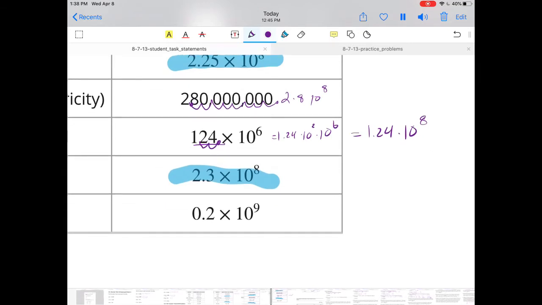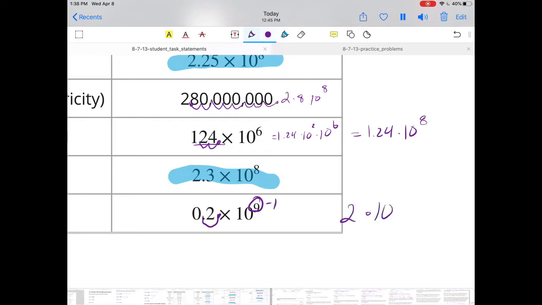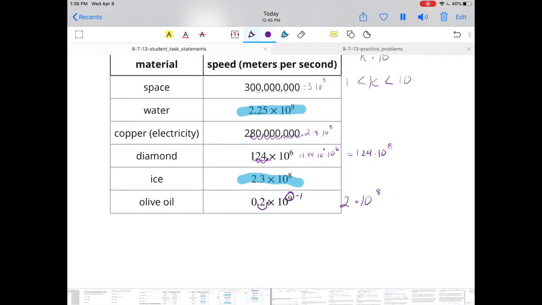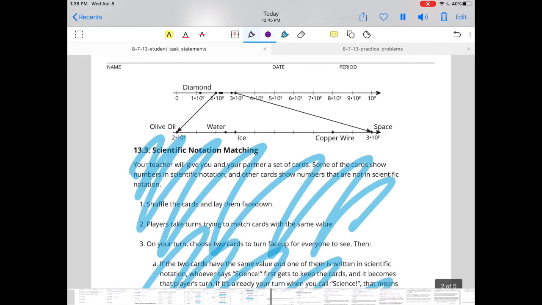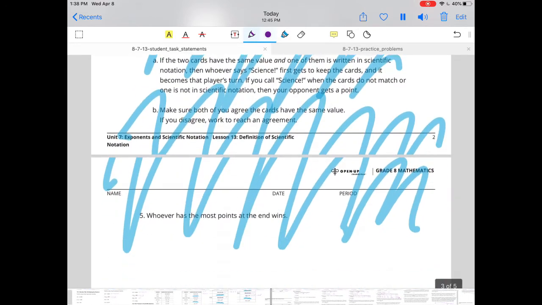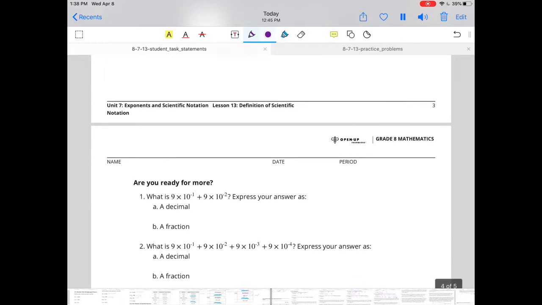Now this one, it's a little bit tough, but we want the number 0.2 is not between 1 and 10. So instead of the exponent going up, it's actually going to go down. So if we move this 1 to the right, this exponent drops by 1. So that's going to be 2 times 10 to the 8th. Okay? Not bad, not bad. We have to skip this one, because we don't have those cards.